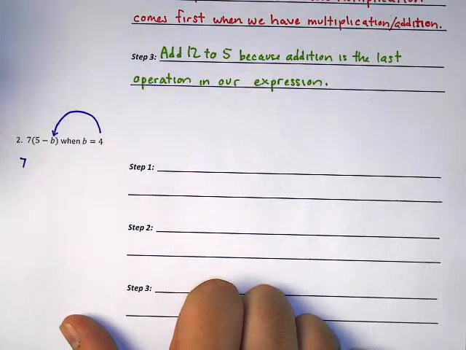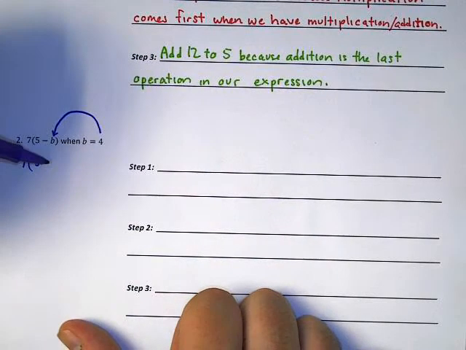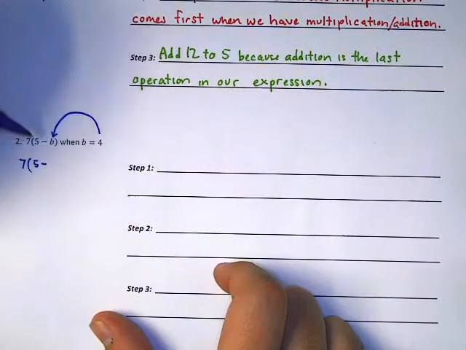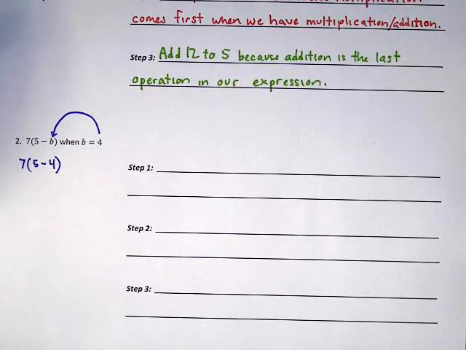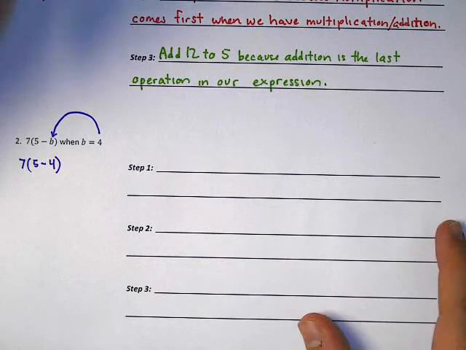So I have 7 times 5 minus 4. If you want, you can put this in parentheses, if you want to get in the habit of doing that. But really, if it's just 5 minus b, we can just write 5 minus 4, something like that. And so when we go to write our explanation, this is going to look very similar to the one above.